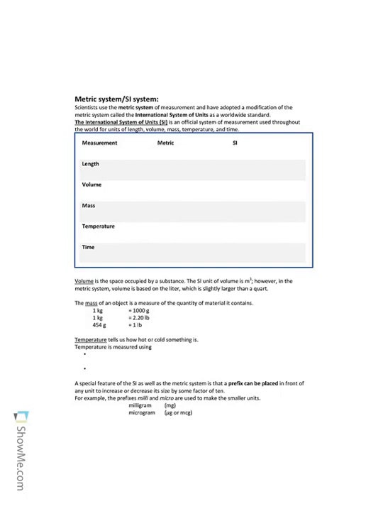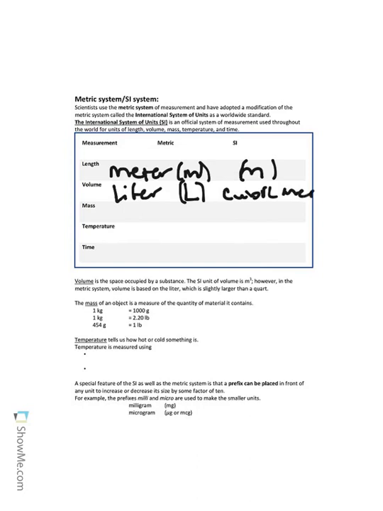For example, the measurement of length in the metric system is the meter. The meter is abbreviated with a lowercase m. In the SI system, it is the same. So it is the meter, abbreviated lowercase m. For volume, in the metric system, they use the liter, abbreviated capital L. In the international system of units, they use the cubic meter, which is abbreviated with an m raised to the third power.